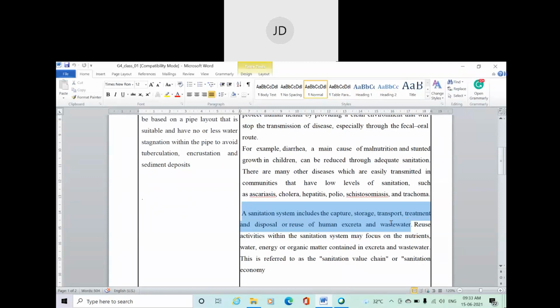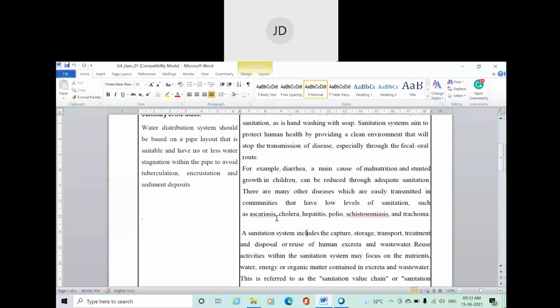Fine. That means when it comes to constructing a setup for sanitation, or waste management, it includes different stages. First stage is your capture. Capture means collecting the waste matter, then storage, then transport it if needed, then treatment. We have to go for treating the waste before disposing. Okay, and then dispose or reuse of human excreta and wastewater.